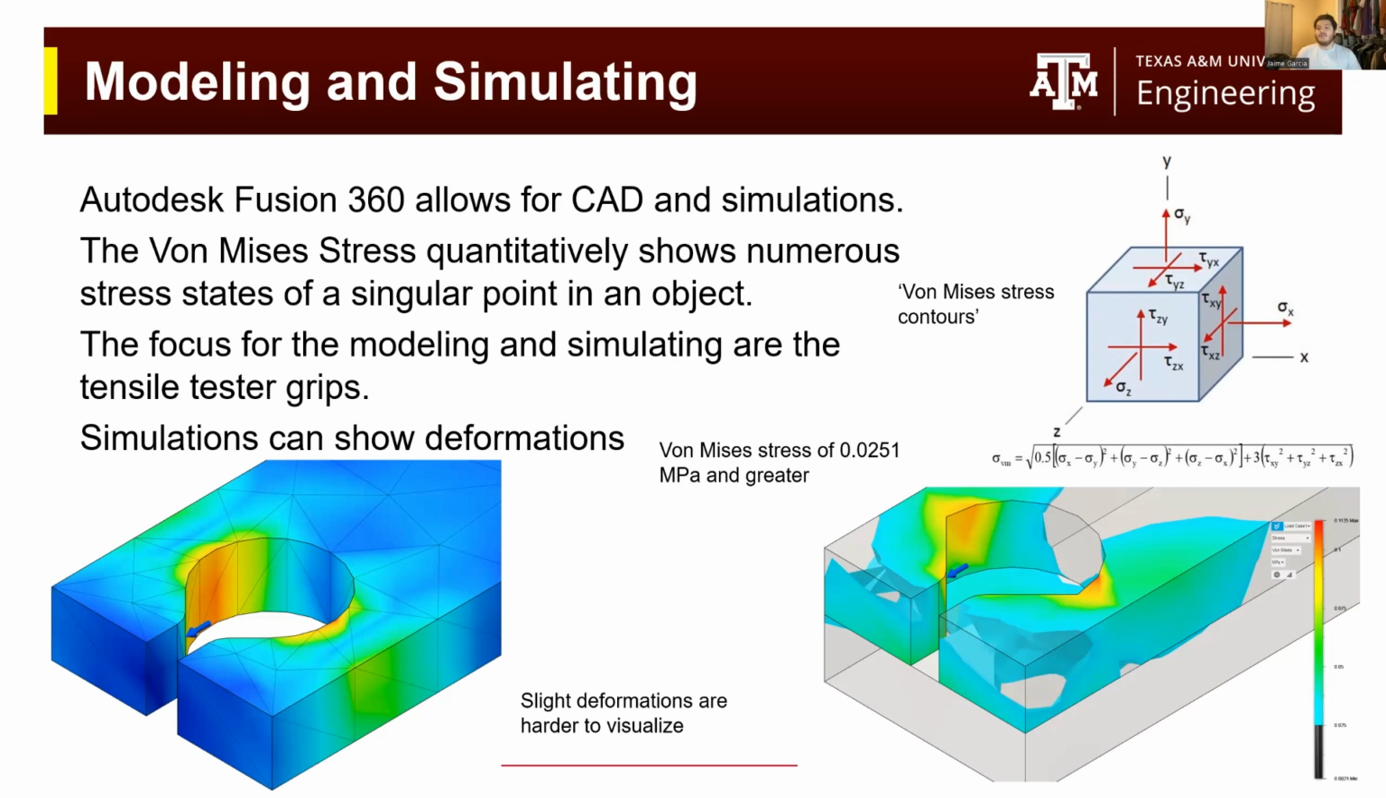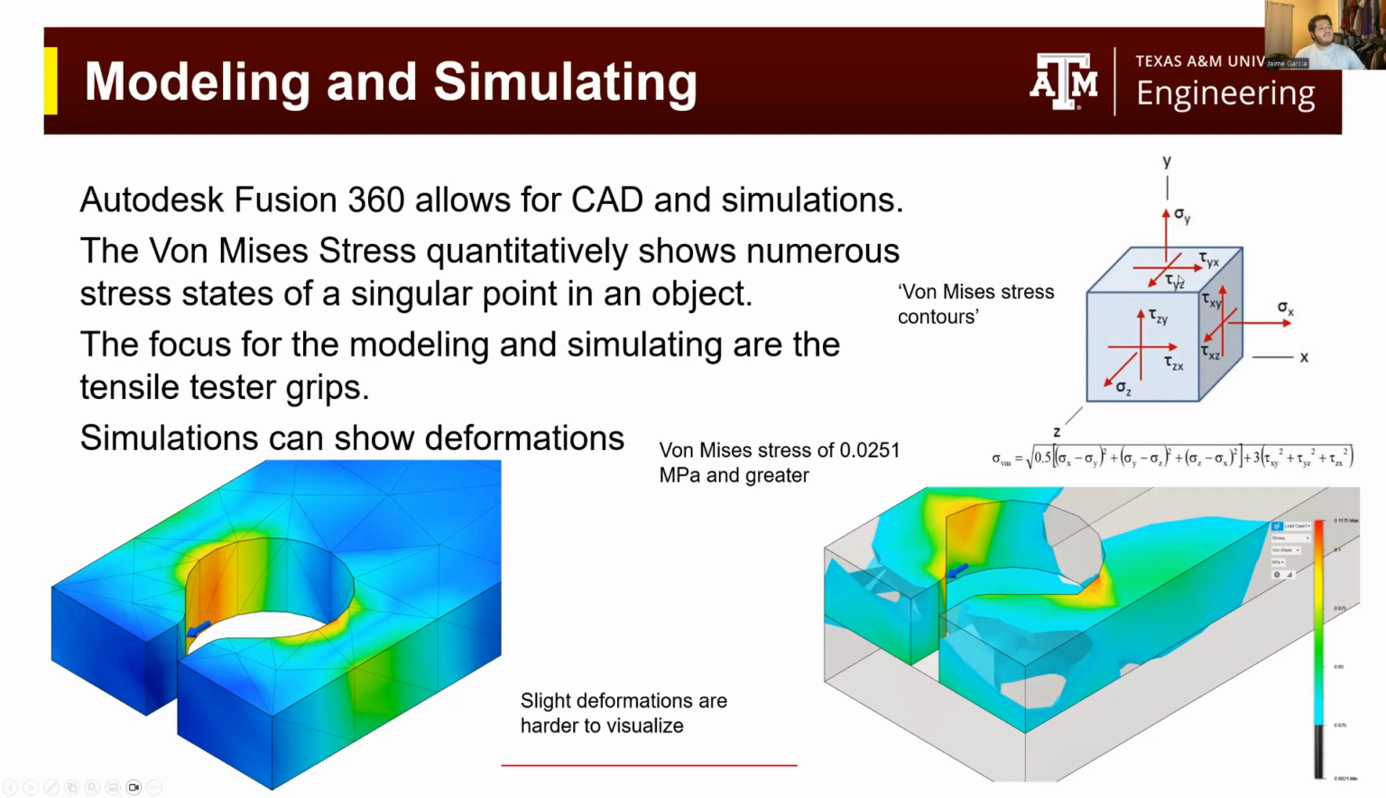design, and simulations. It visualizes von Mises stresses and simulations. The von Mises stress helps predict the stress an object can handle by quantitatively showing numerous stress states for a singular point in an object. The focus for the modeling and simulation are the tensile test grippers, and the goal is to optimize their stress dispersal. Simulations can show the deformation an object will experience when subjected to loads. This is good because we can break these virtual grips before we subject the real grips to stress.